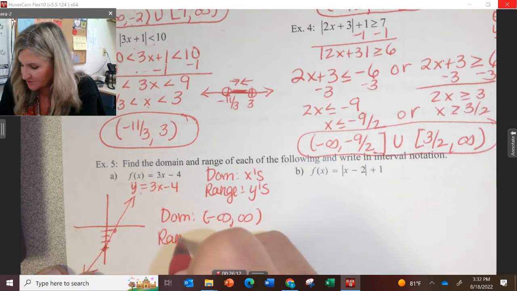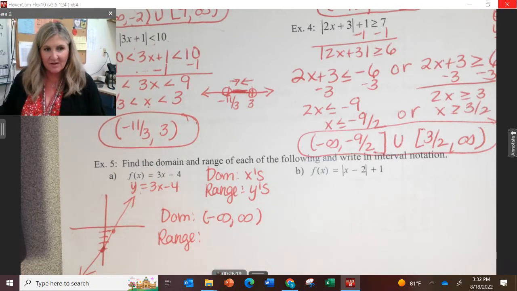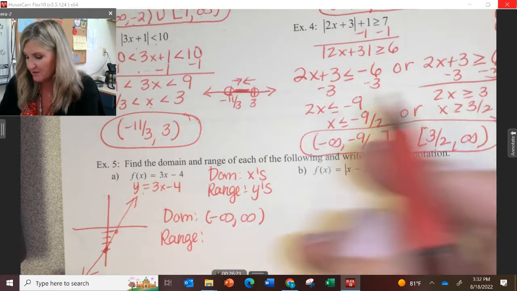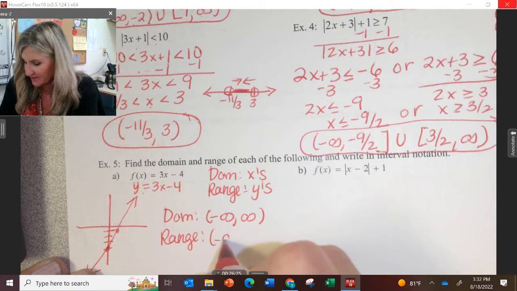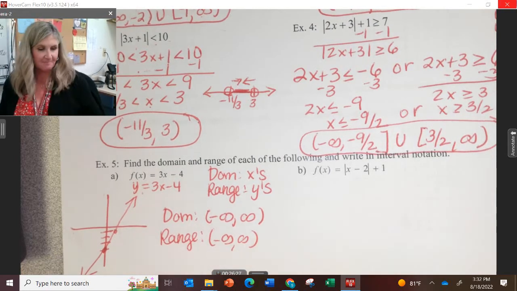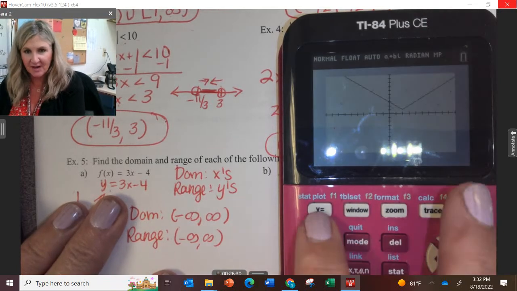For the range, that's the y values that we use on this graph. Well, we have all these y values, and they go way down and they go way up. What do you think the range is? It's the same thing, isn't it? Negative infinity to infinity. I want to show you how you can graph this on your calculator too.